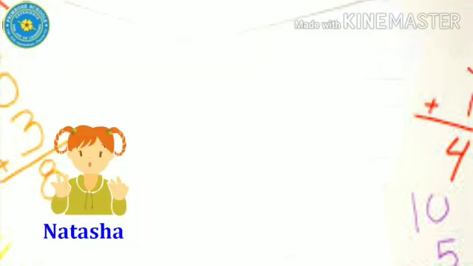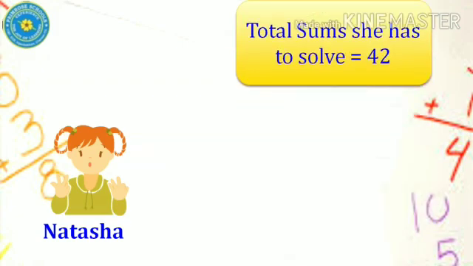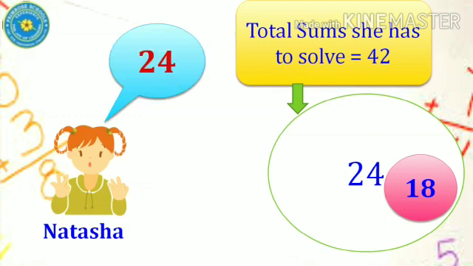So the actual difference is 24. So Natasha has solved how many sums? Out of 42, she has solved 24. And how much is left? 18 is left. So when you add 24 plus 18, you should get 42. If you get 42, then your solution is correct.